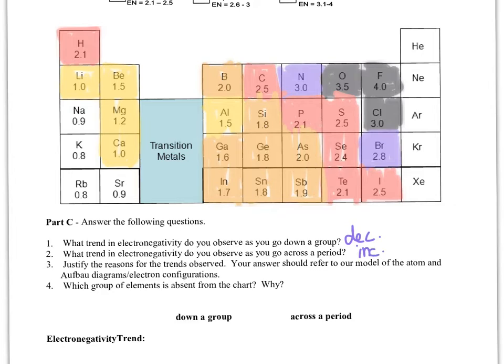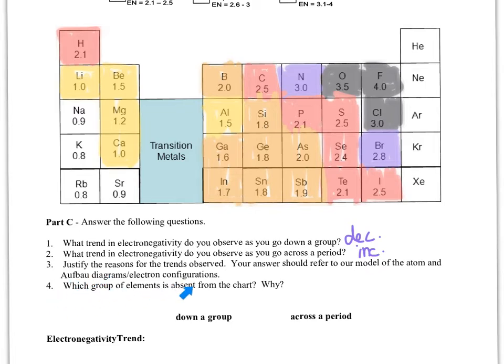Number 3 says justify the reasons for the trends observed, and your answer should refer to our model of the atom and the Aufbau diagrams or the electron configurations. So again, remember this all has to do with where your electrons are. If you have extra protons in the nucleus, what happens to your net attraction, your Coulombic attractions, or your Zeff, and why? So let's go ahead and answer number 4 before we go back to number 3 and write out our explanation.